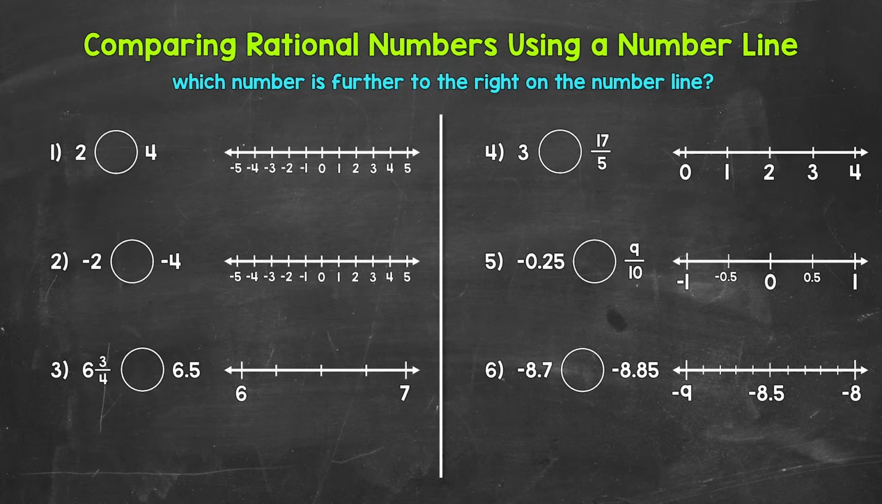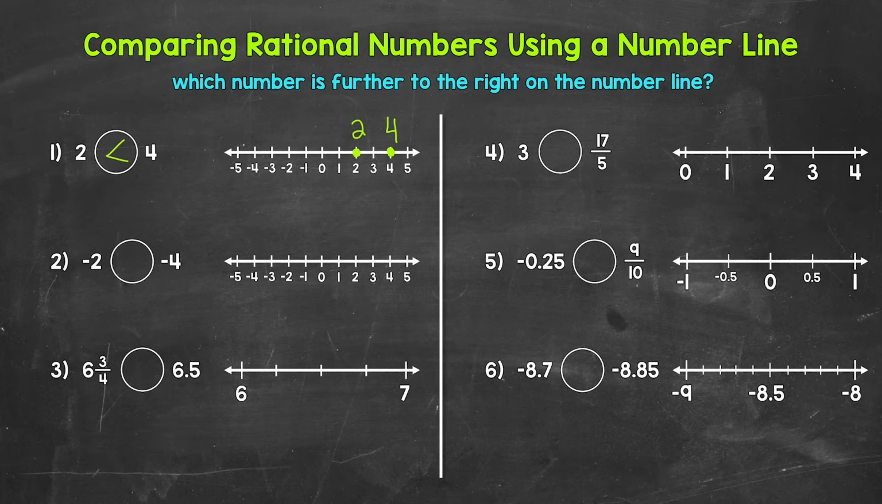Let's jump into number 1, where we have a very simple comparison. Is 2 greater than, less than, or equal to 4? Well, obviously 2 is less than 4. But I wanted to start very simple because we're going to build off of this, and this leads into number 2, where we have negatives. As far as the number line, 2 is right here, and 4 is right here. 4 is greater than 2. It's further right on the number line. So 2 is less than 4.